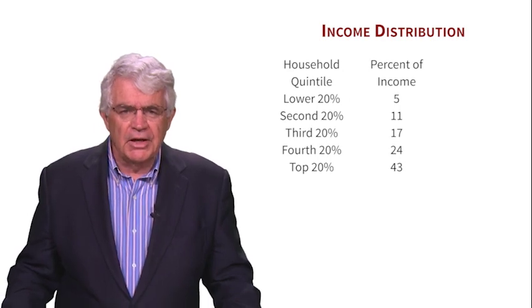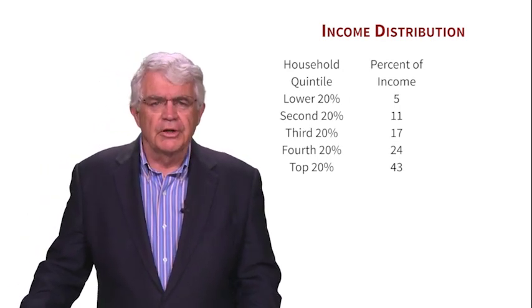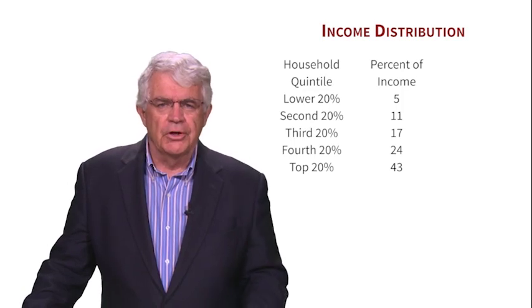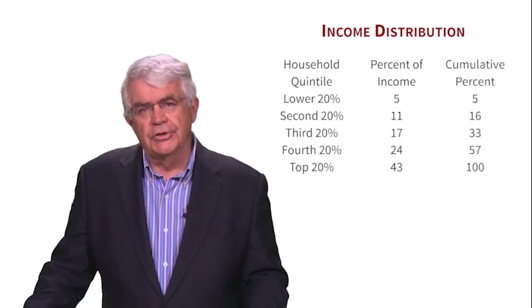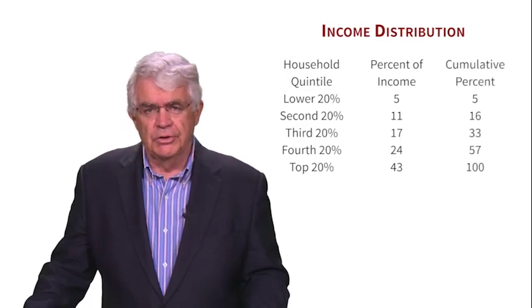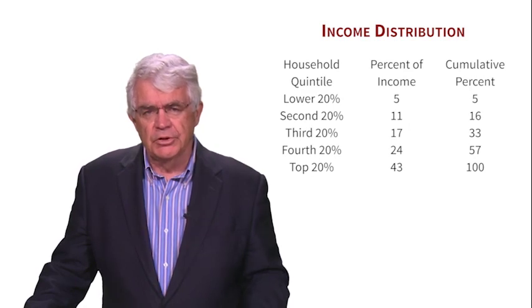To do that, we need to have some sort of simpler measures to look at rather than a table. And so economists and others have derived methods to do that. A lot of it is based on the third column here called cumulative percent distribution. It simply just adds up the percent of income in each of the quintiles.